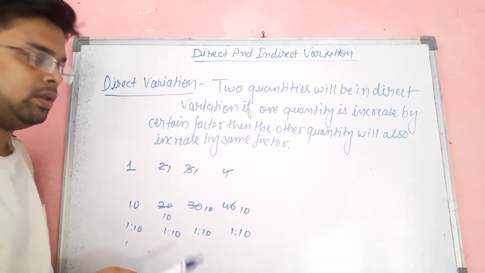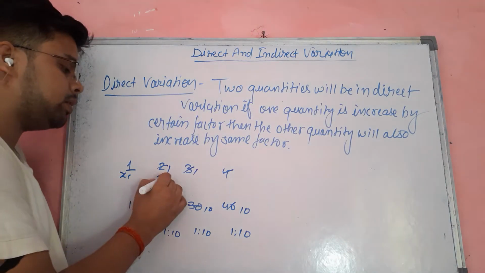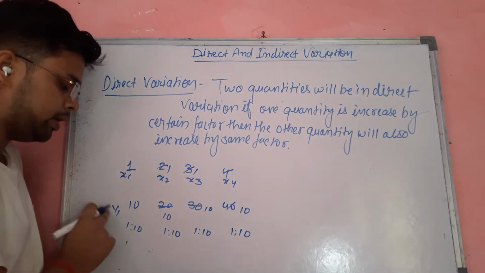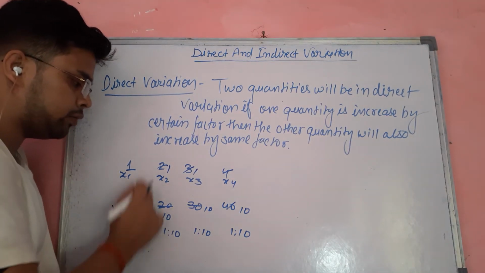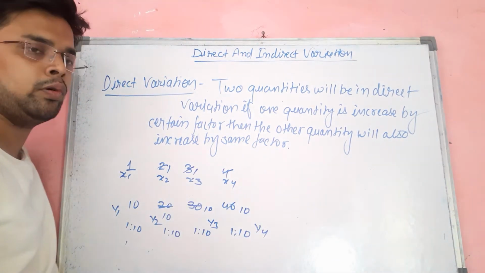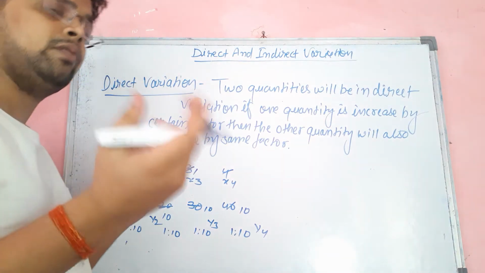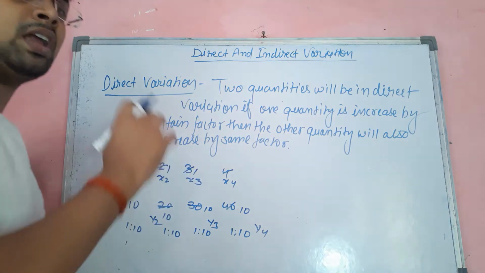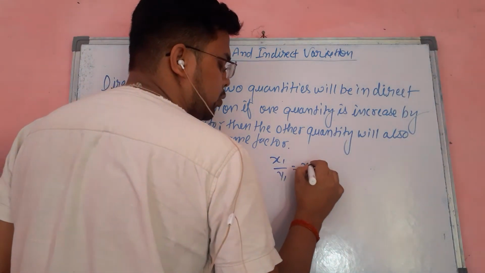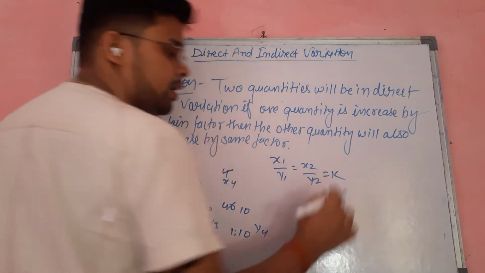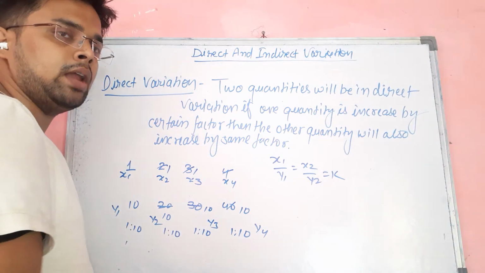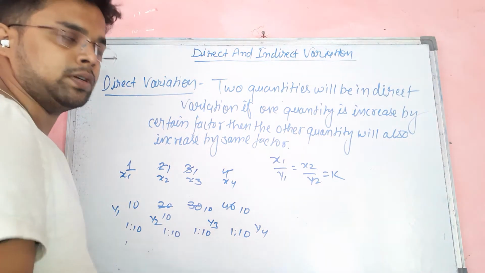It doesn't change. So let's suppose this is x1 quantity, this is x2 quantity, this is x3 quantity, this is x4 quantity. Let's suppose y1 is the price for x1 quantity, y2 is the price for x2 quantity, y3 is the price for x3 quantity, y4 is the price for x4 quantity. So if I take two quantities x1 and x2 in direct proportion, I can write x1 upon y1 is equal to x2 upon y2 is equal to k, where k is a constant, and here the value of k is 1:10. It can change if we take another situation.